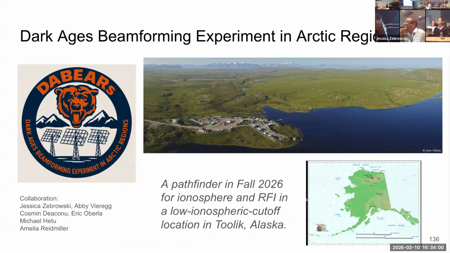So this is a collaboration: myself and Abby Vieregg, Cosmin and Eric at U Chicago, and then grad student Michael Ettu and undergrad Amelia Rebound. We're doing a Pathfinder in fall 2026 for the ionosphere and RFI in this low ionospheric cutoff region in Toolik, Alaska, which is right here up in the north of Alaska.